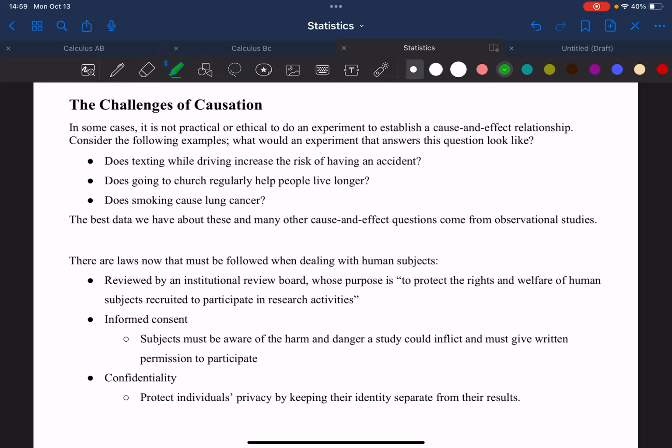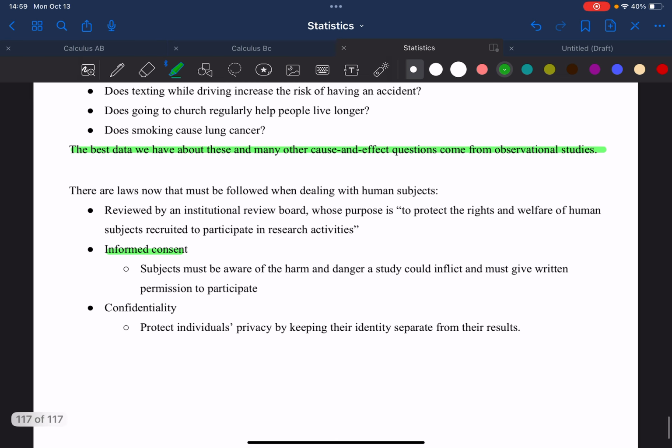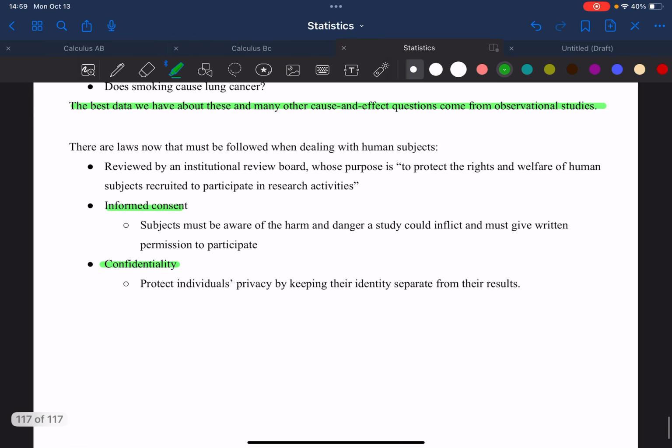The best data we have about these and many other cause and effect questions come from observational studies. There are laws now that must be followed when dealing with human subjects. Studies are reviewed by an institutional review board whose purpose is to protect the rights and welfare of human subjects recruited to participate in research studies. They need informed consent, so subjects must be aware of harm and danger a study can inflict on them, and they must give written permission to participate, and then confidentiality. It protects individuals' privacy by keeping their identity separate from their results.